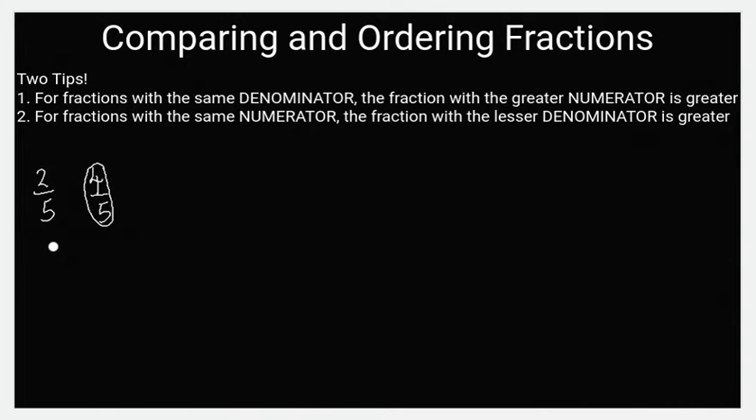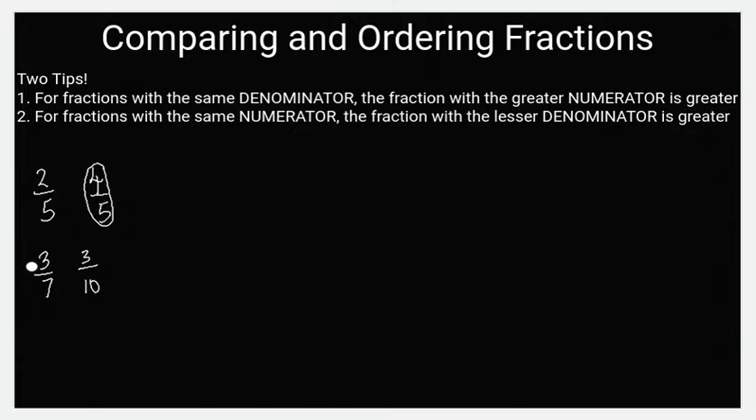Now for fractions with the same numerator. Okay, let's take for example 3 over 7 and 3 over 10. For fractions with the same numerator, the fraction with the lesser denominator is greater. So these are two tips for you to know what to do to get the greater fraction where you have the same denominator or where you have the same numerator.